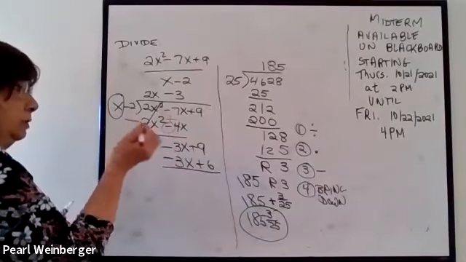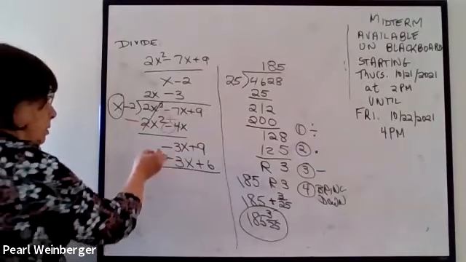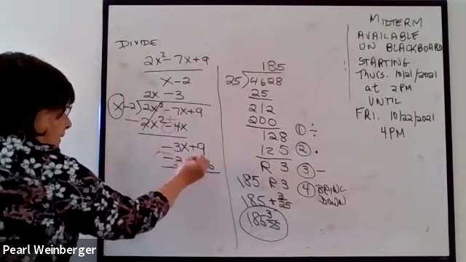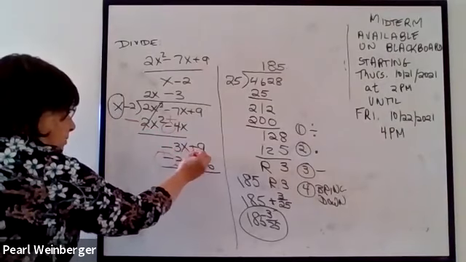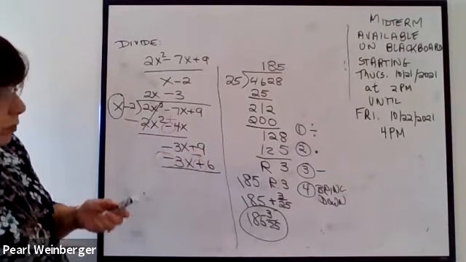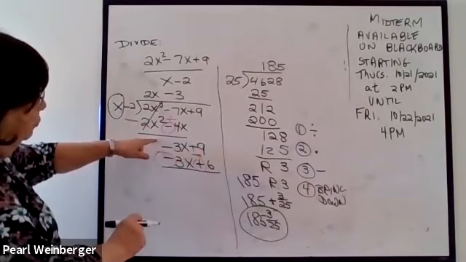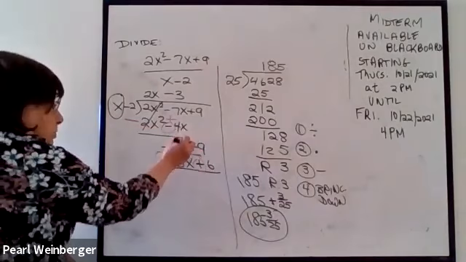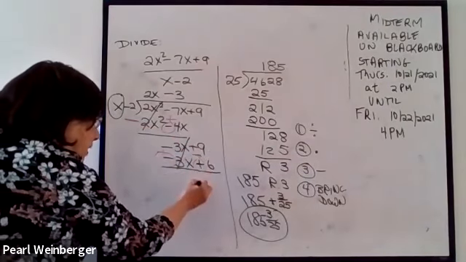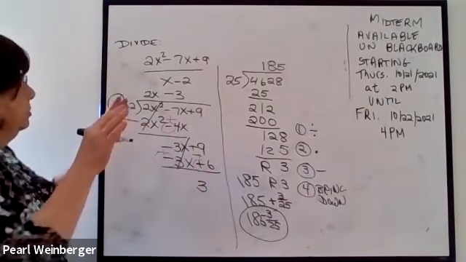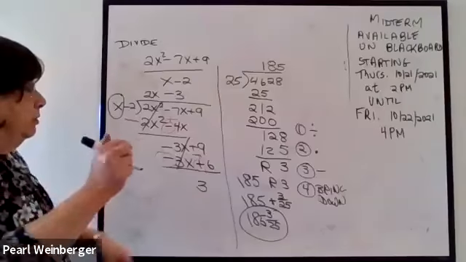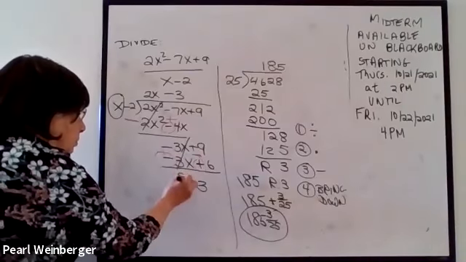And now we want to subtract. So this is going to become a plus, and this is going to become a minus, because we're changing the signs to subtract. So now we have a -3x and a +3x, which cancels, and a 9 minus 6, which gives me +3. There's nothing left to bring down, so this is my remainder.